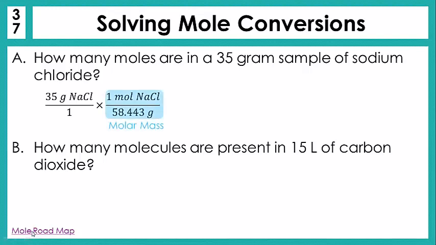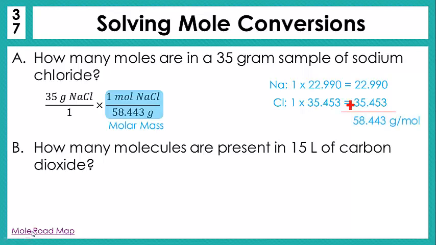So anytime you see grams and moles, you should think of the molar mass. So I find the molar mass of sodium and the molar mass of chloride. There's one of each, so I just have to add those up. And that's where we get that 58.443 grams. So whenever I solve this, I get 0.60 moles of NaCl.